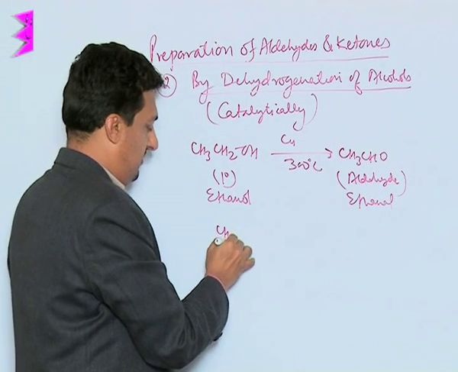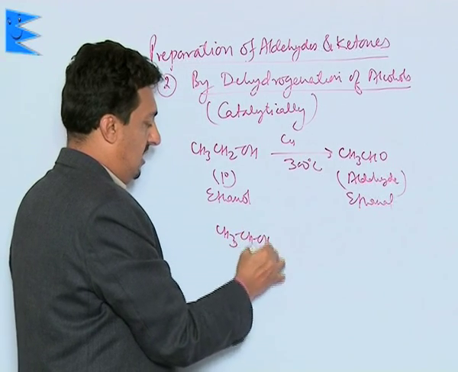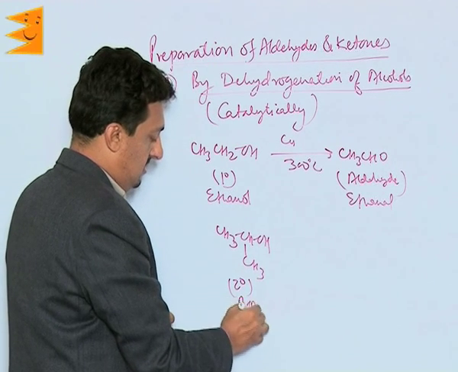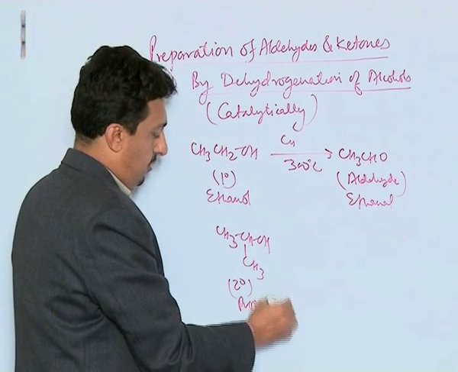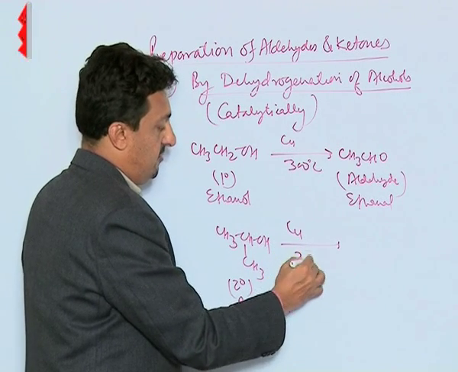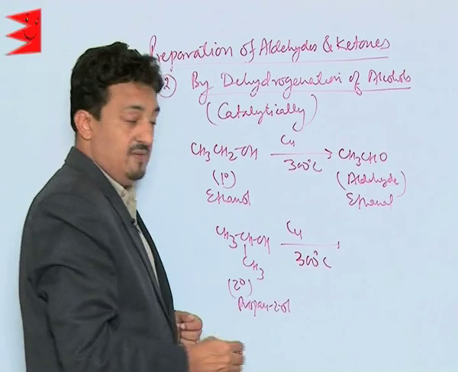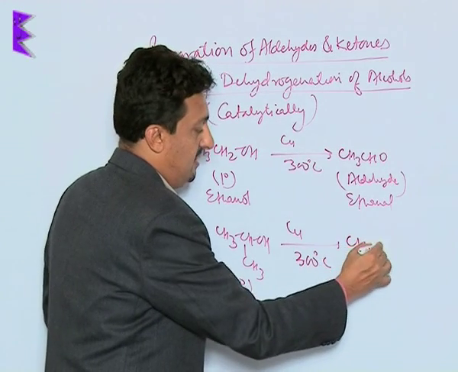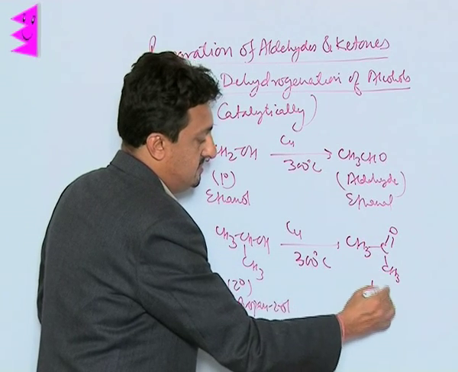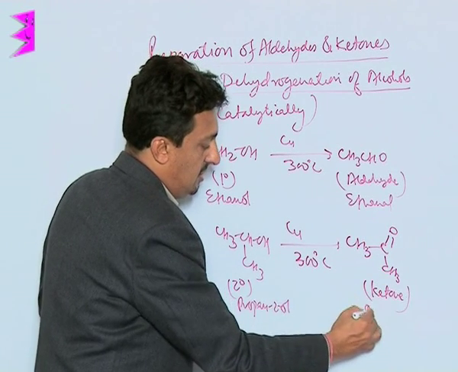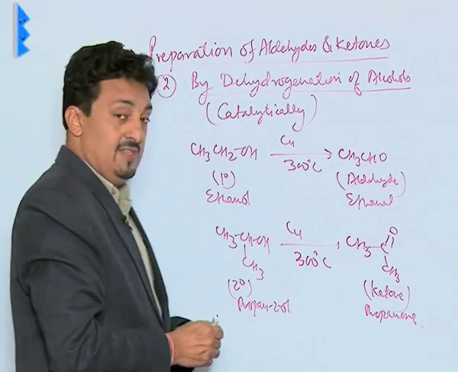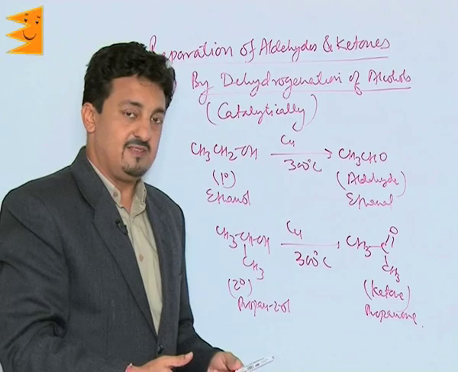And if we have a secondary alcohol like propan-2-ol, when the vapors of this are passed through copper at 300 degrees Celsius, it gets oxidized to ketone called propanone. And we know that tertiary alcohols with copper at 300 degrees Celsius give alkene.